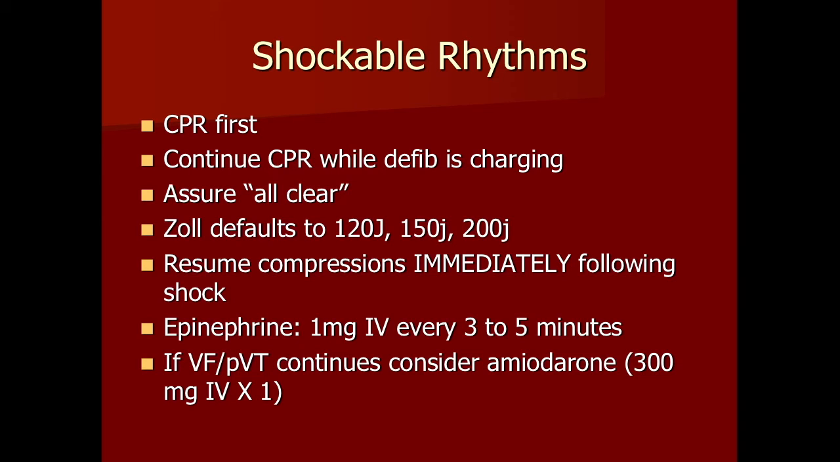At Maimonides, on our Zoll defibrillator, when you are shocking a patient who is in VFib, the Zoll machine will default automatically to 120 joules. So the first shock that you give your patient will be at 120 joules. If you need to give another shock, it will automatically escalate to 150 joules. If there is a third shock, it will automatically escalate to 200 joules. Every shock after that third shock will continue at 200 joules.